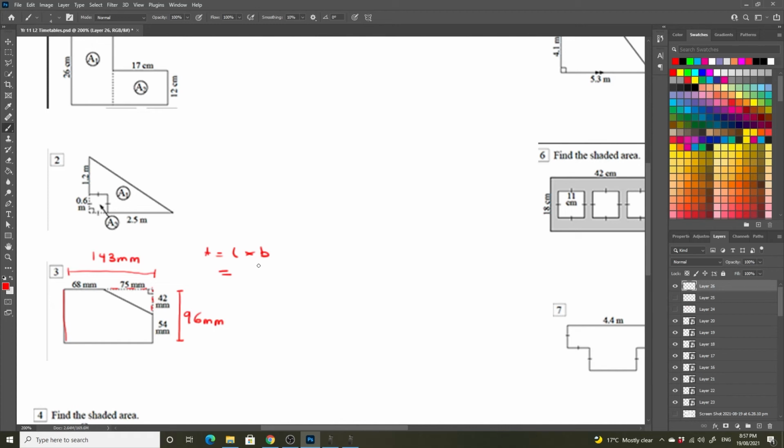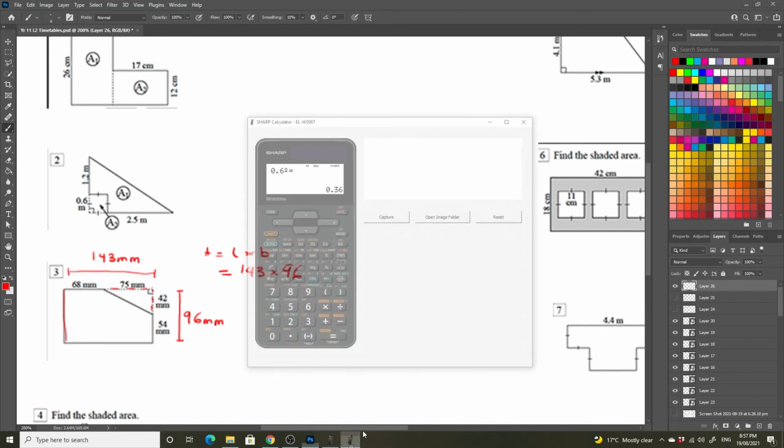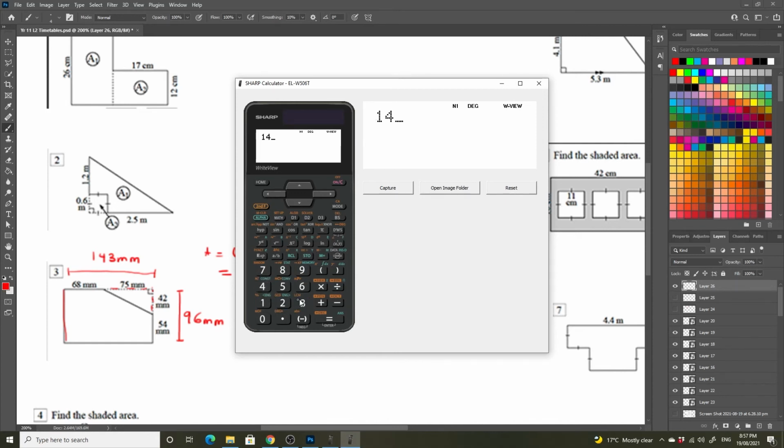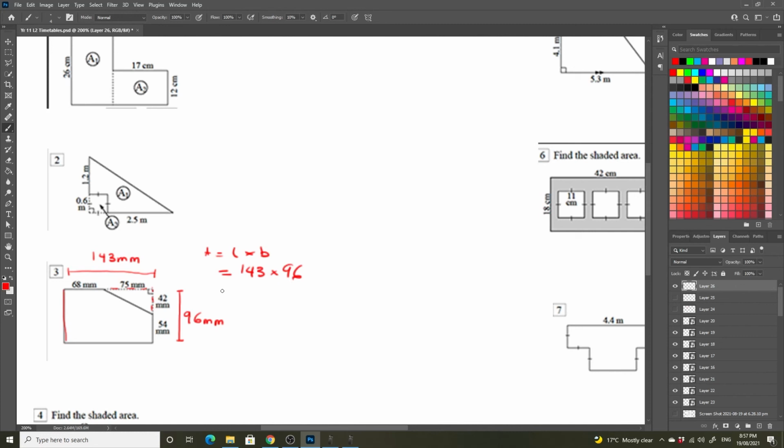So the area of our original rectangle, before we took a chunk out of it, is going to be 143 times 96, which is 13,728 millimeters squared. Now we need to work out the area of our triangle.